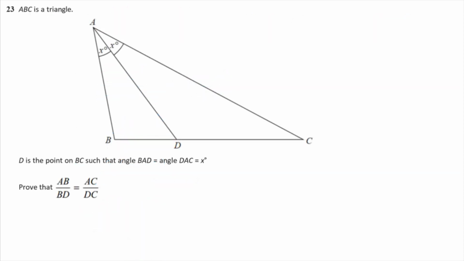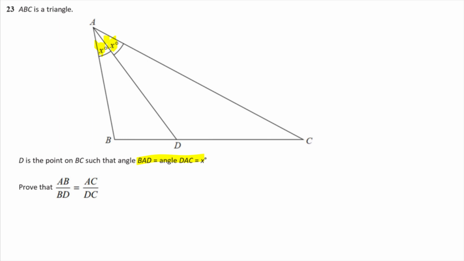Question 23. ABC is a triangle. D is a point on BC such that angle BAD equals angle DAC, which is equal to x. They've both been marked on there already. Look, you've got one there and you've got one there. So that's been done. Prove that AB over BD is equal to AC over DC.